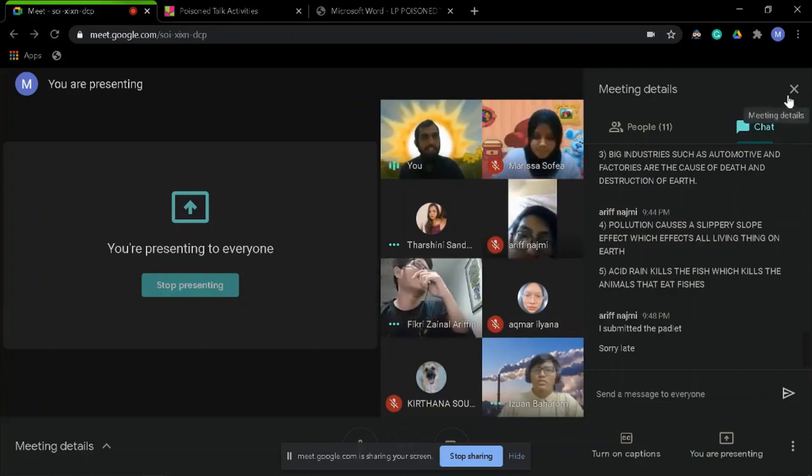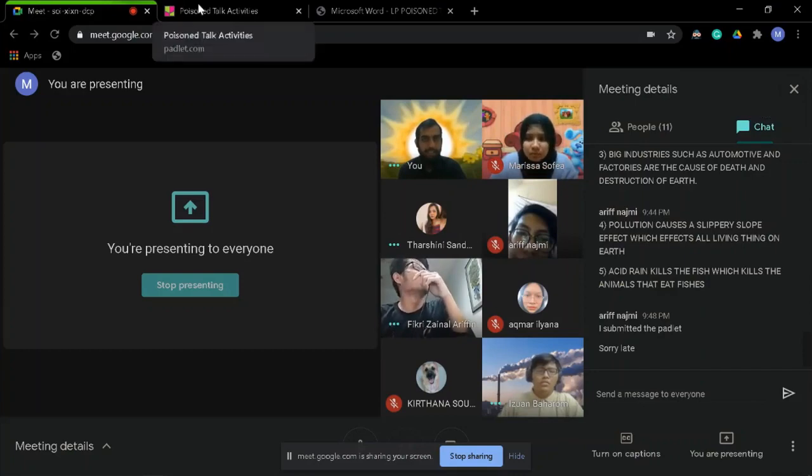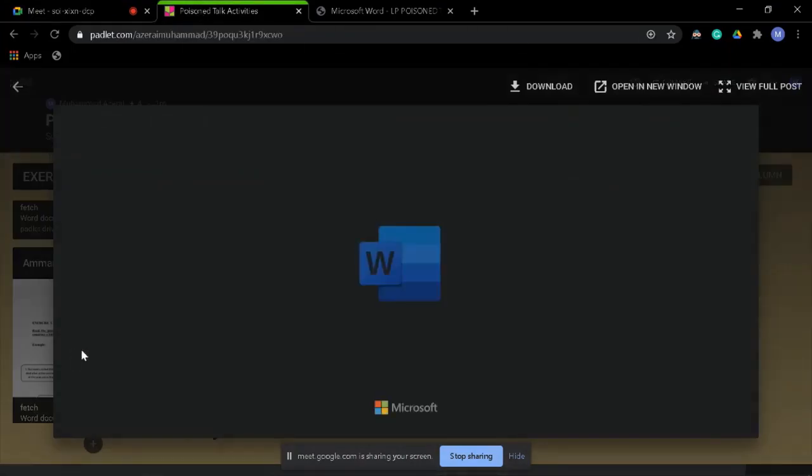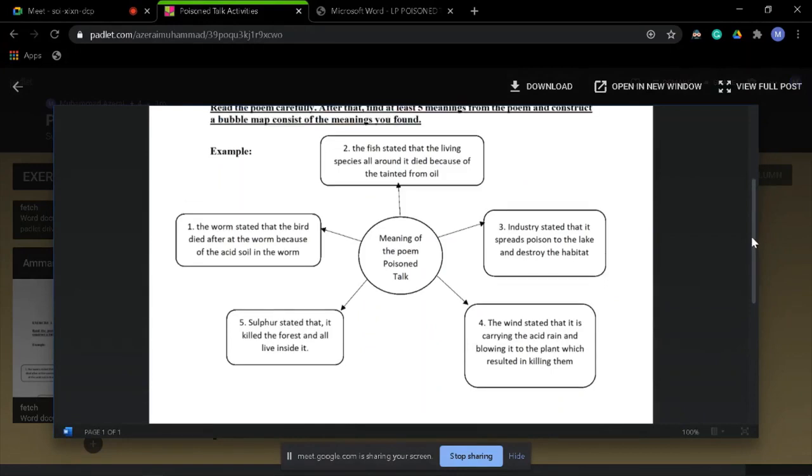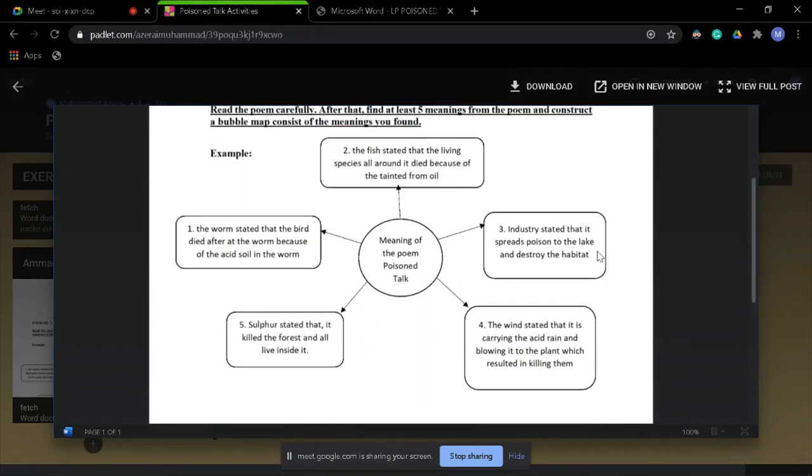Please present your answers. When we first read the poem, we saw that it's all about nature. The first one, they stated that the bird died after the bird ate the worm, and the acid soil on the worm. The second is the fish stated that the living species around it died because of the taint. This means that the taint from the fish really affected the habitat around it.